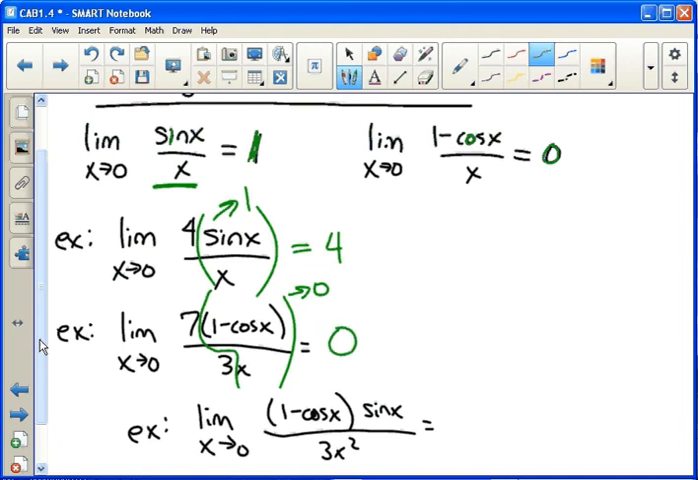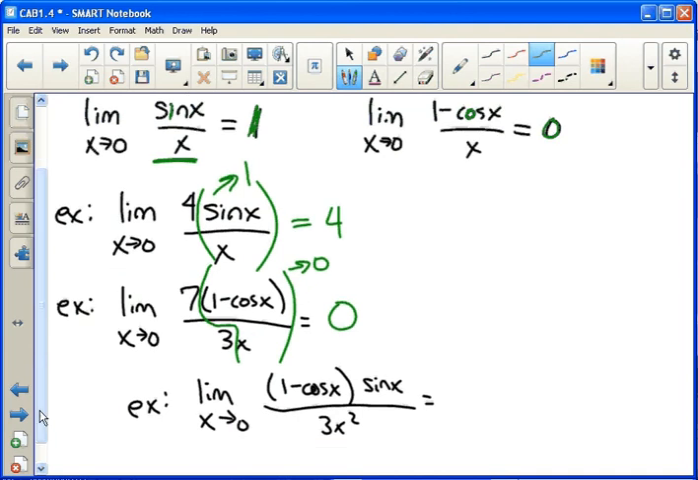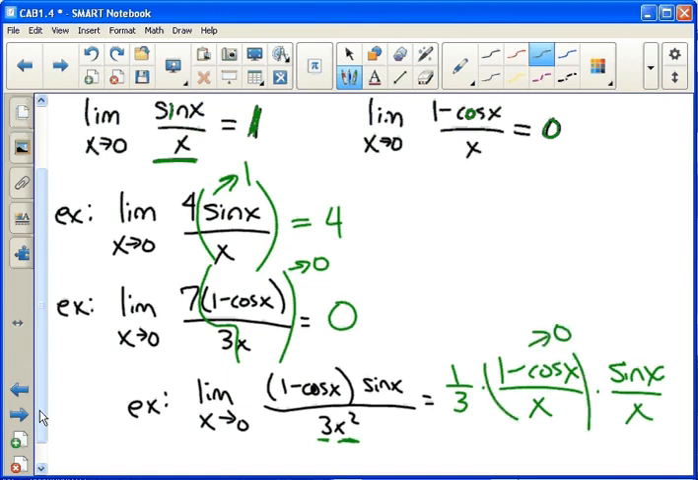Now the third one gets real creative. If we just split it up, we'll find that these things are actually all very familiar. I'm going to start by taking this 3 and pulling it out as 1/3. Now it's a 1/3 because that 3 is on the bottom. Then I still have x squared on the bottom, but if you think about it, x squared is really just x times x. So what I'm going to do is split this up in 2 and give 1 minus cosine x an x, and give sine of x an x as well. So I know this piece goes to 0, this piece goes to 1, and I can just do 1/3 times 0 times 1, which is of course just 0.